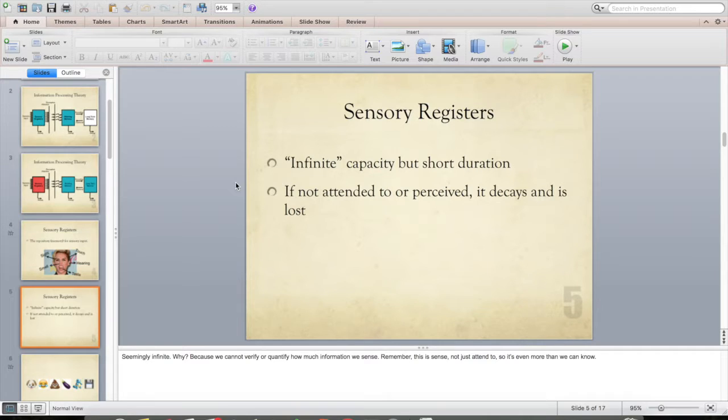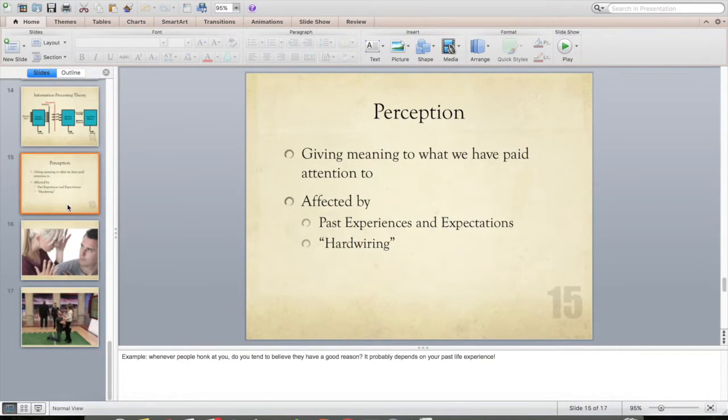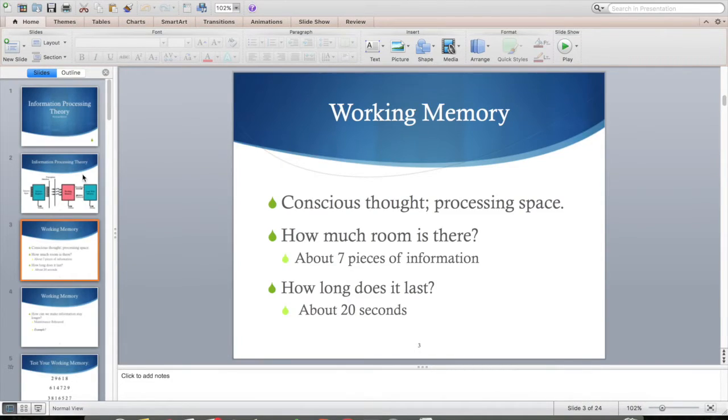Like if I look through my eyes, I can technically see everything through my peripheral vision all the way to what's right in front of me. But I can't actually quantify that, so that's why it's infinite. And when we talk about short duration, we're talking extremely short duration. Like I have half a second to almost a max of 3 seconds to either attend to something, which means we give it our attention and then we give it perception, or else it decays and we don't pay attention to it. All right?